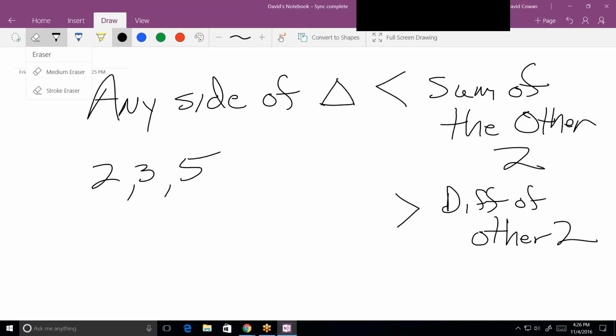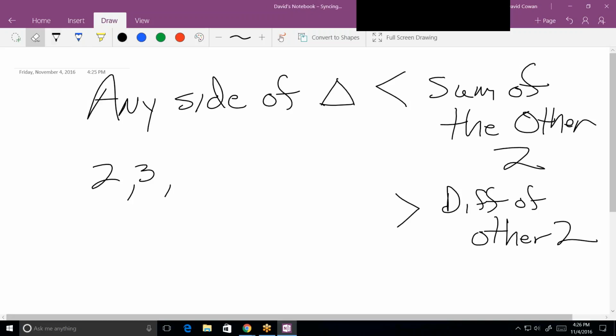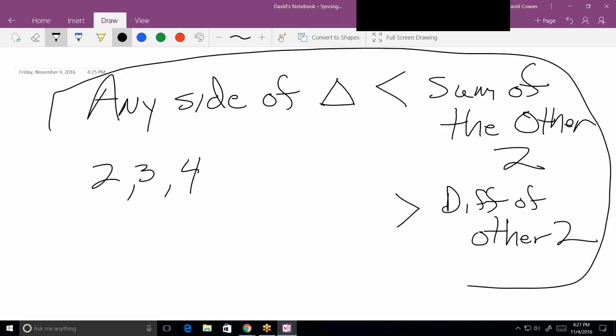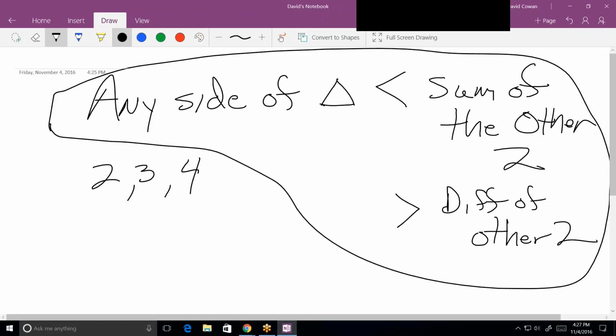However, if I make that 4, now if you analyze each side, 4 is less than 2 plus 3. It's also greater than 3 minus 2. 2 is less than 3 plus 4, and it's greater than 4 minus 3. And 3 is less than 2 plus 4, and it's greater than 4 minus 2. So this is one of the more fundamental theorems about triangles that not everybody learns who takes geometry.